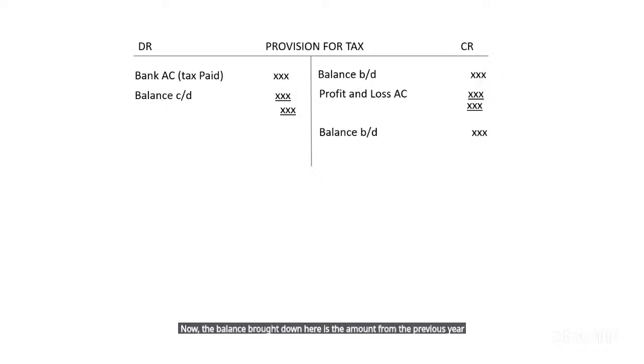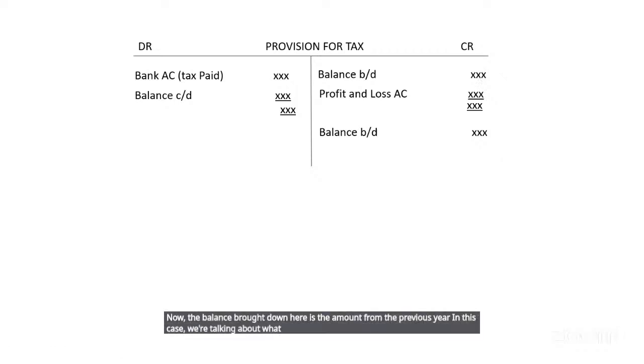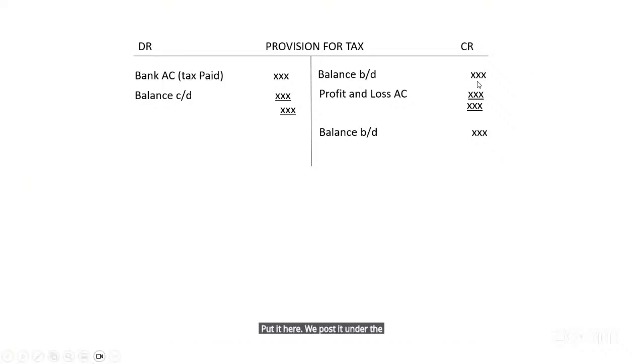In this case, we're talking about 2023. How much is the balance of tax? We put it here. We post it under the credit side. Now, in our income statement, how much tax did we pay? If you paid tax, how much did you pay? You make the entry on the debit side.